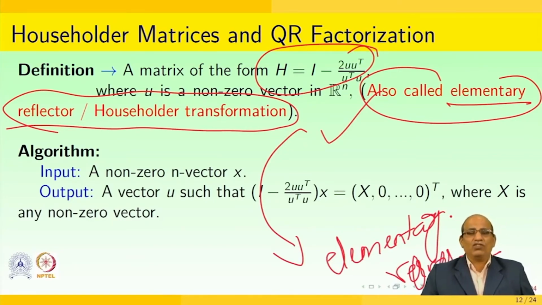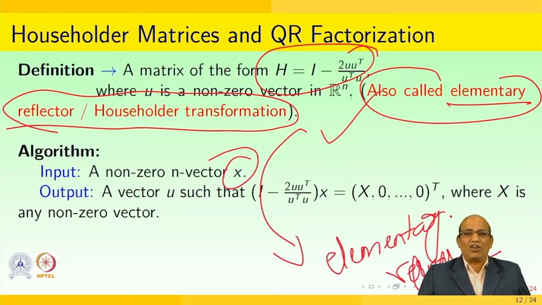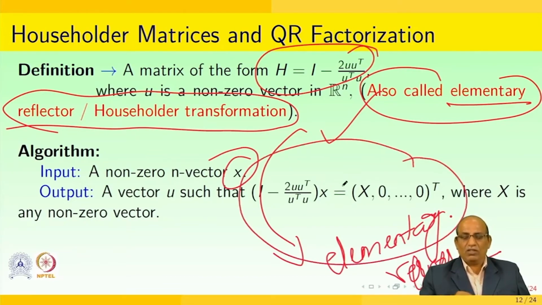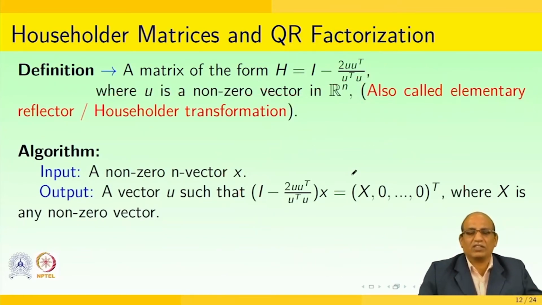So the algorithm is very useful. You can find applications in many engineering systems, especially control systems, image processing, image restoration, noise removal, and so on and so forth. So what is the algorithm? The input is a non-zero vector x, and the output I expect is a vector u such that I minus 2 u u transpose upon u transpose u, times x, is equal to a multiple of e1, where x is any non-zero vector. This is what is called the Householder transformation for the QR factorization.